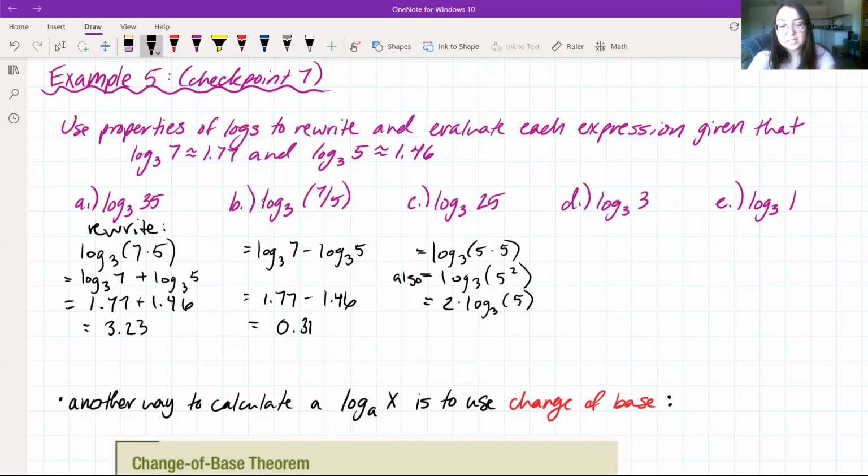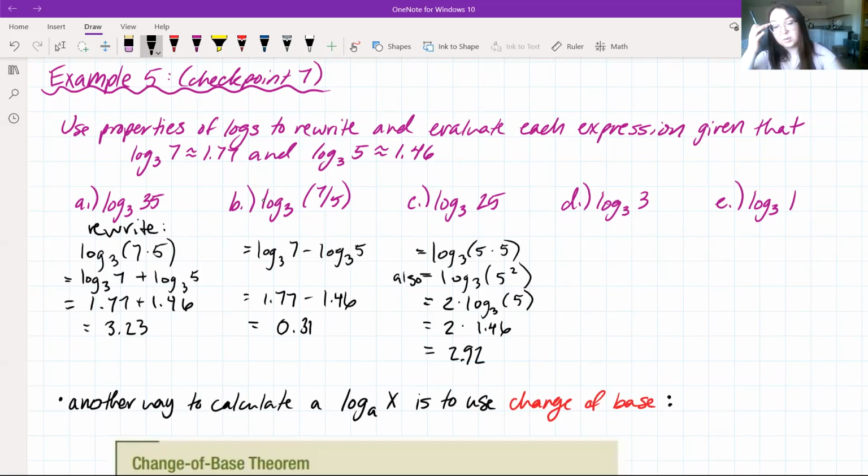And we know what log base 3 of 5 is. It's going to be about 1.46. So we'll do 2 times 1.46. And this is going to give us 2.92. That's a decimal point, not multiply. 2.92 is going to be our answer. So now we have used our product, our quotient, and our power properties.